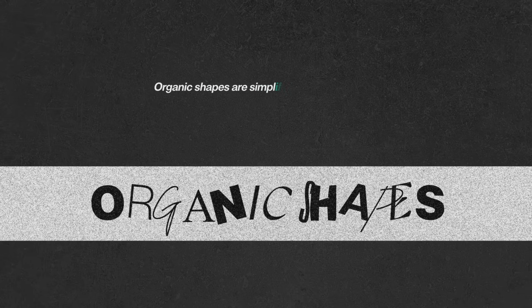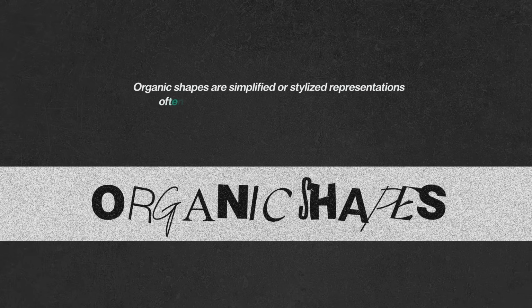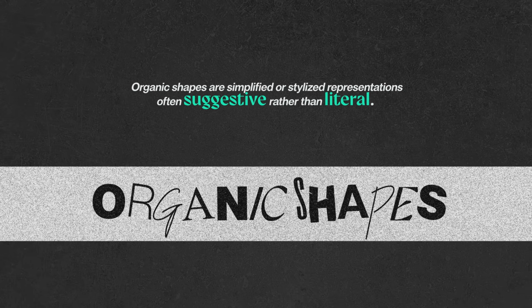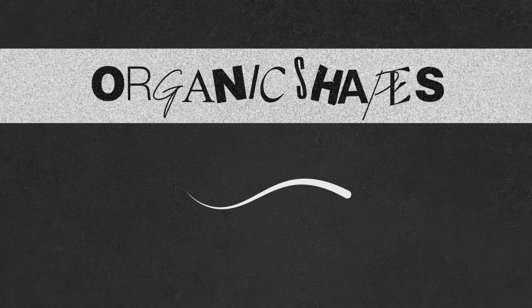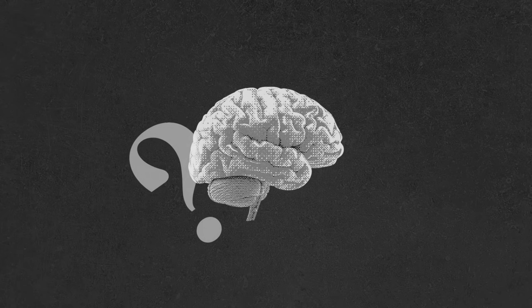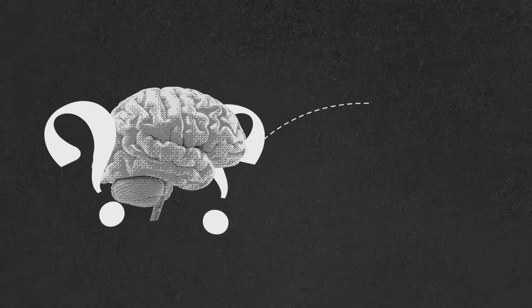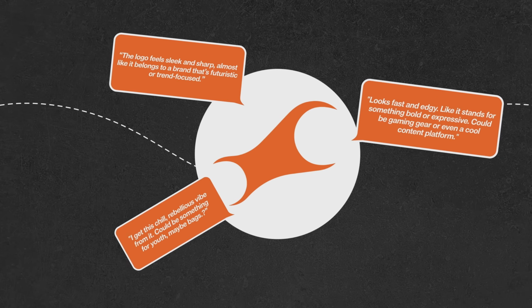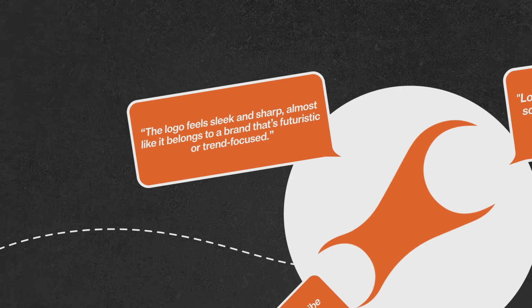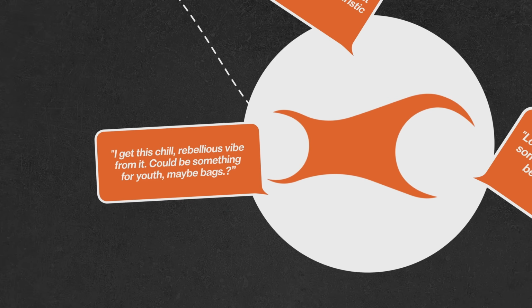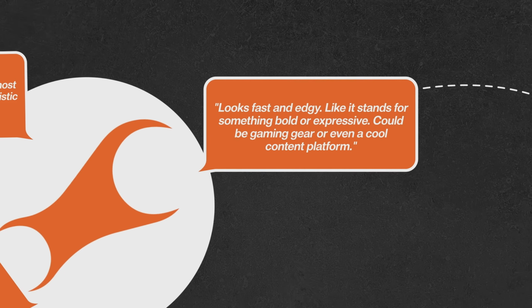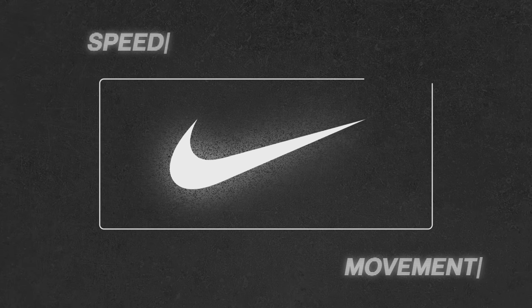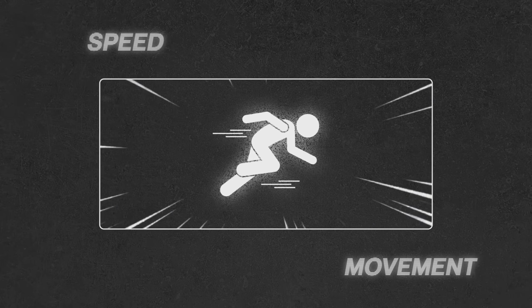Organic shapes are simplified or stylized representations, often suggestive rather than literal. They typically have curves and aren't all that geometric. But what about the actual psychology of these shapes? Well, abstract shapes give a brand or a design a modern, often open-ended feeling, allowing viewers to interpret meaning freely. Organic shapes are often linked to natural products or messages, but of course not always. One example of not always is the Nike swoosh, as that's an abstract shape that suggests speed and movement, and this enhances the brand's athletic and empowerment identity.